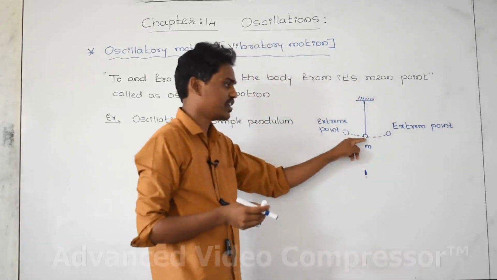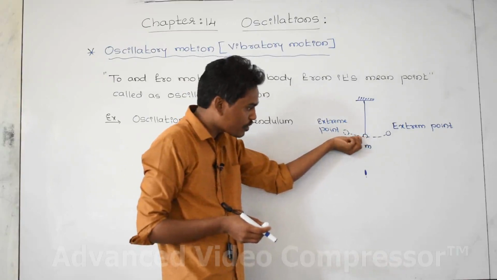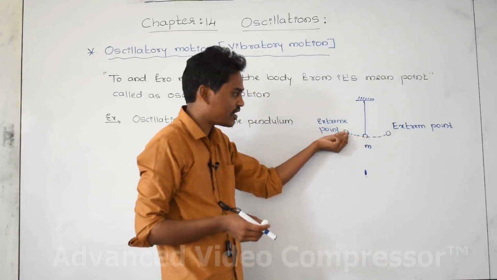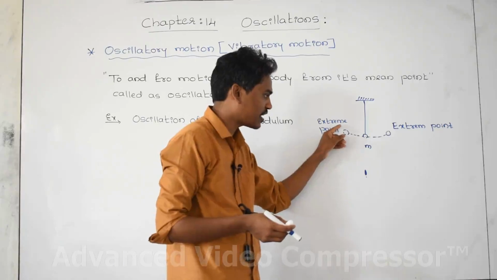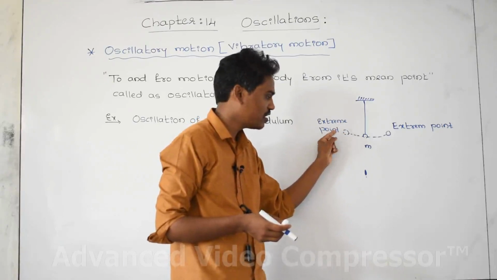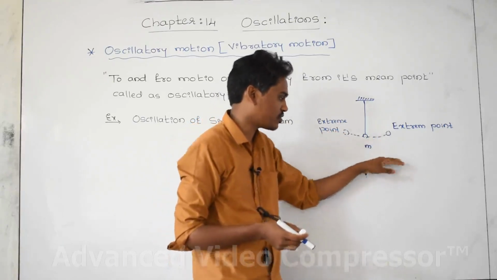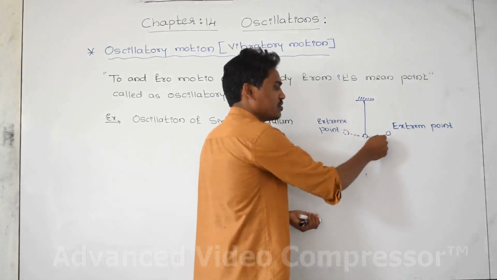Now the body is at rest, its velocity is equal to 0. Pull the body to a certain point and release it. After releasing, the applied force is acting on this body in this direction, and the body is oscillating like this.